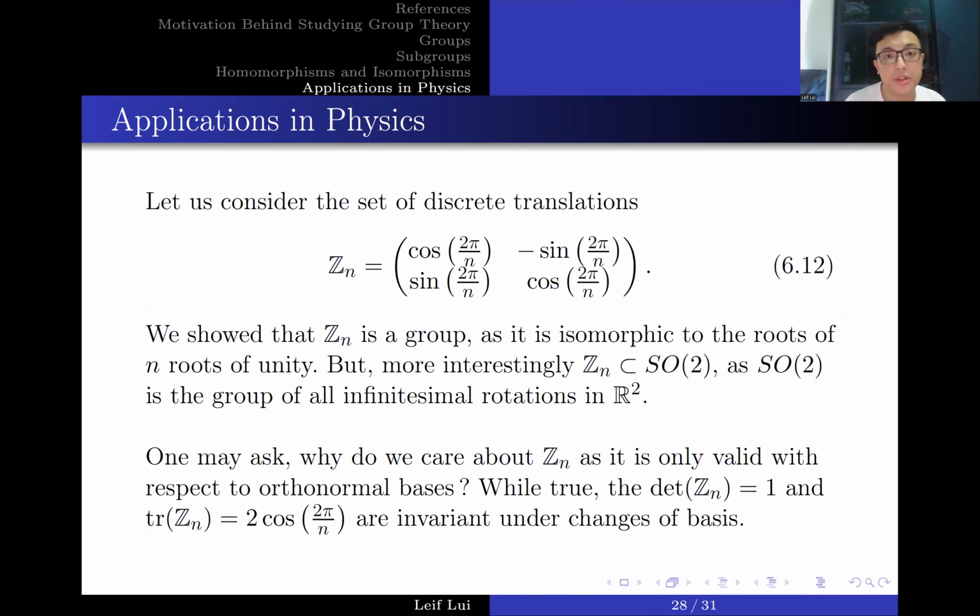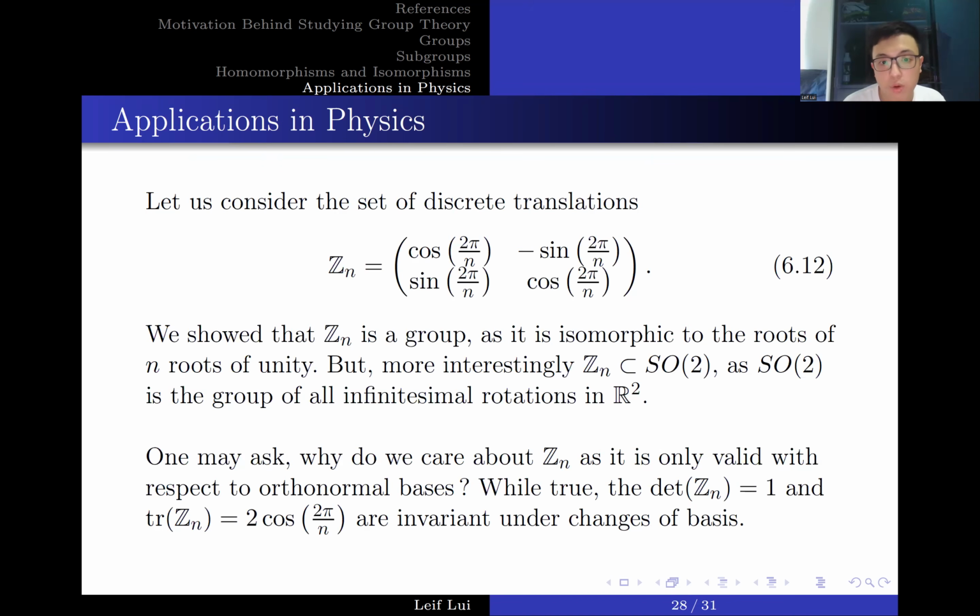So let us consider the discrete set of translations. So z sub n is equal to the rotation matrix of 2 pi over n. And we can see that z sub n is a group as it is isomorphic to the n roots of unity. But more interestingly, z sub n is a subgroup of SO2, where SO2 is the group of all rotations in R2. And we talked about this a couple slides back.